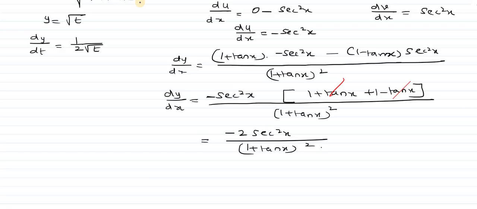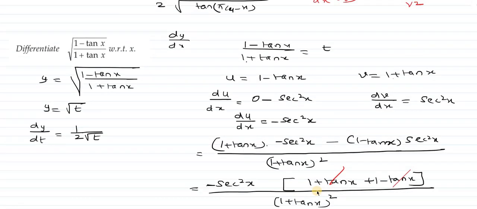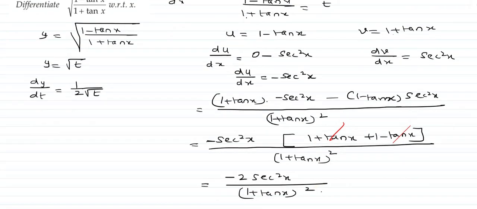Is it clear? But the answer is not yet done. Just we have found dy by dx, with respect to everything I have written in x. It's my bad, sorry for that. Everything till here is correct, I have done it correctly. t is this, u equal to this, 1 minus tan x. This we have written, right? But here what should I write? It is dt by dx I should have written, because we are differentiating t with respect to x. Other than that, I have done it correctly.